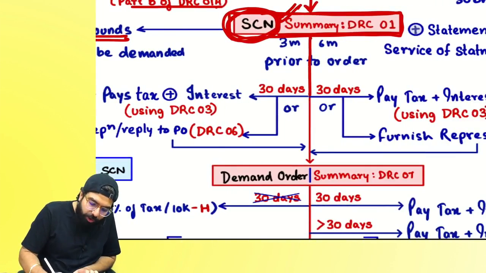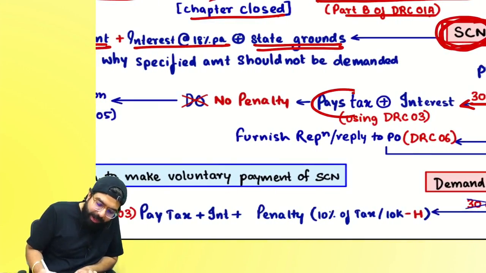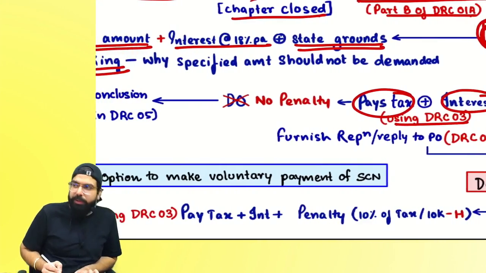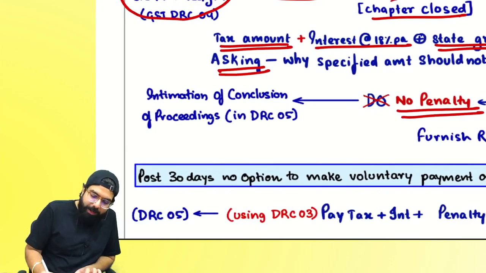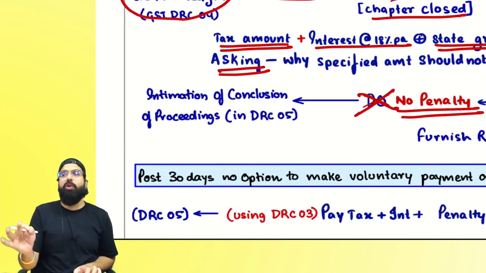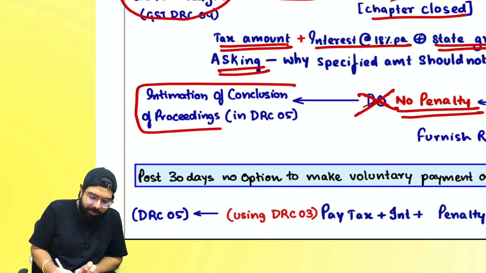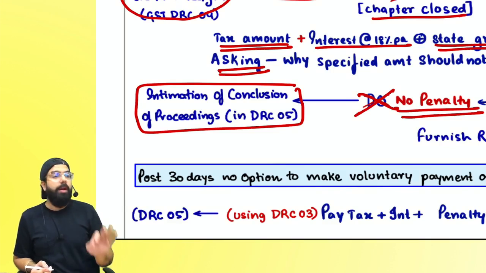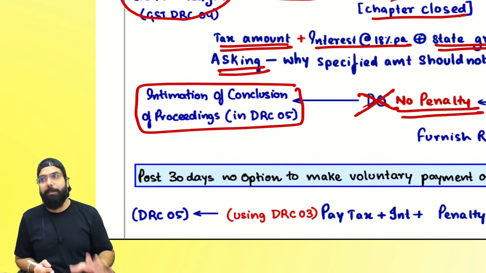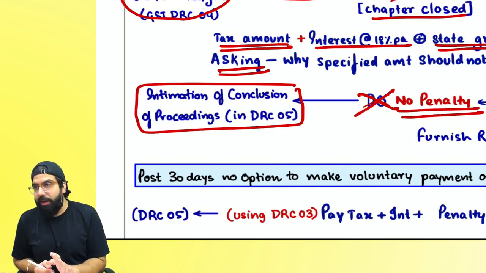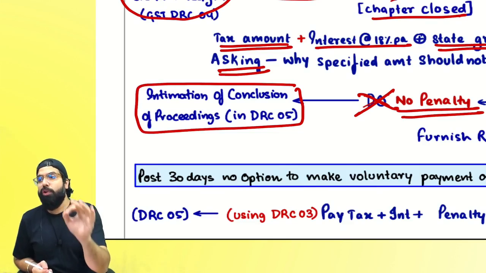Now, after the show cause notice comes, you are given a 30 days time limit. You can pay the tax and you can pay the interest and you can inform the officer in GST DRC 03 and he will not charge any penalty. Demand order will also not come because the show cause notice was given. Proceedings initiated, they will have to conclude the proceeding by giving you a GST DRC 05. Remember always, show cause notice has come, 30 days time is given for voluntary payment. If you don't make the payment within 30 days, after 30 days, there is no way to make voluntary payment of a show cause notice.